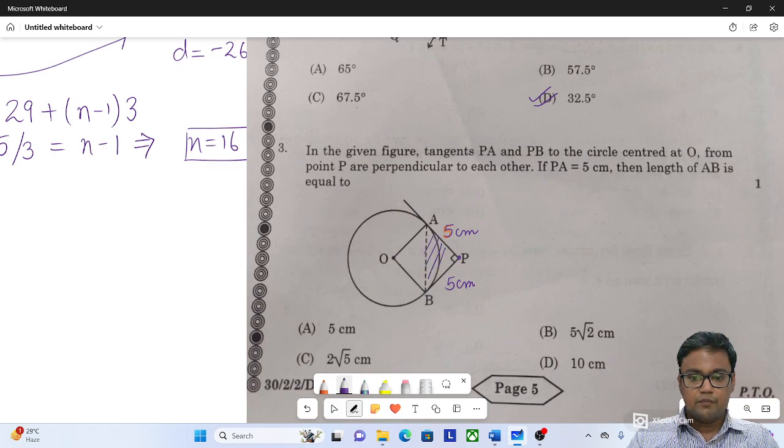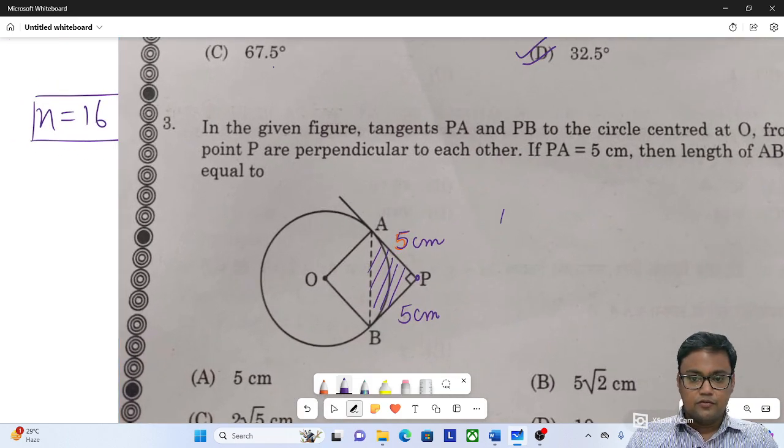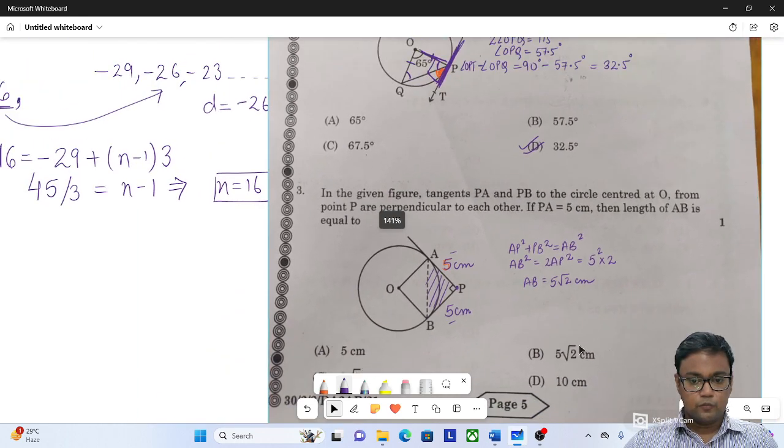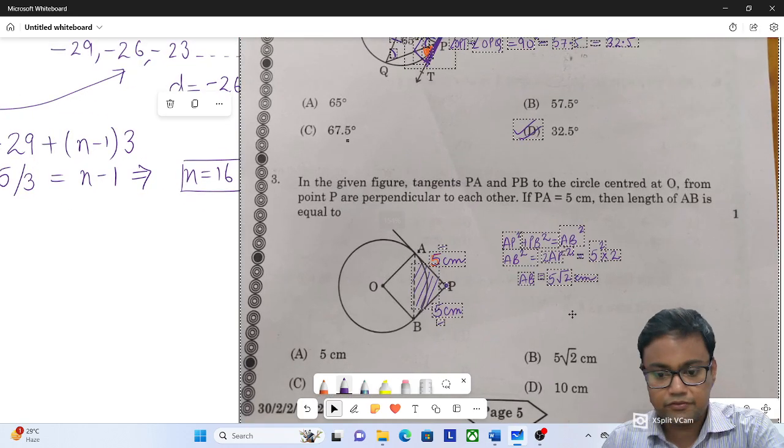So, this triangle APB seems to us to be a right angle triangle, right angle at P. So, AP square plus PB square is equal to AB square. So, AB square is twice of AP square because AP and PB are equal. I said 5 and 5, so that is 5 square into 2, or AB is 5 root 2 centimeters. So, we found this answer very quickly. Let us get rid of this page.